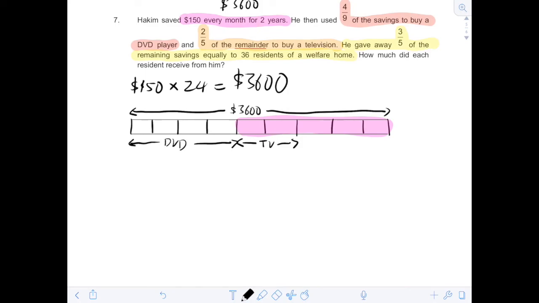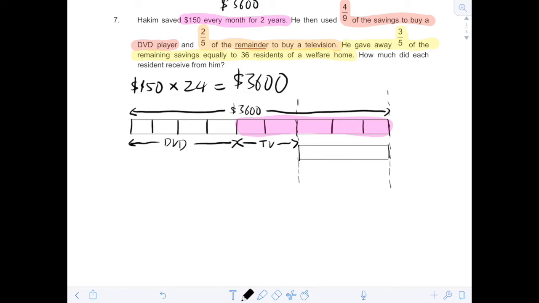He gave away 3/5 of the remaining savings. Now this is the part here. The remaining savings will be here. He gave 3/5 of it equally to 36 residents of the welfare home. So now you see here the base of this 3/5 is actually 5, and we are supposed to split this into 5 units. However, here there are 3 units, and it's not easy to split the 3 units into 5 units. So what we can do here is draw another model below that's exactly the same as the one on top. So it will look like this. See, it's actually the same.